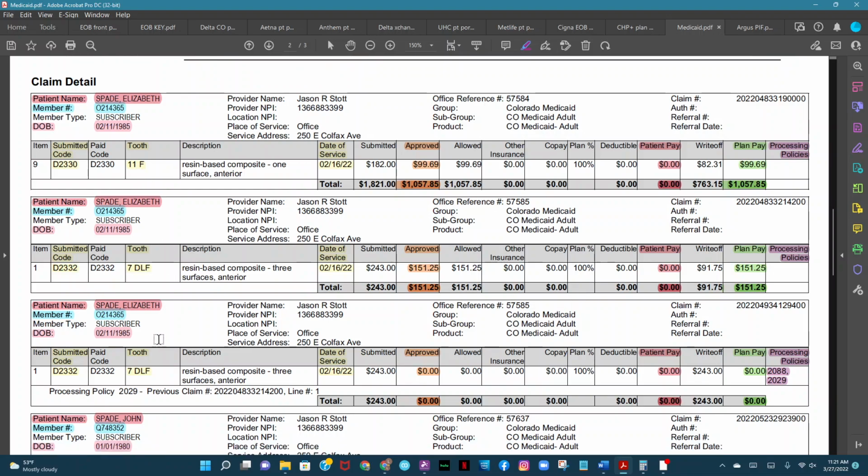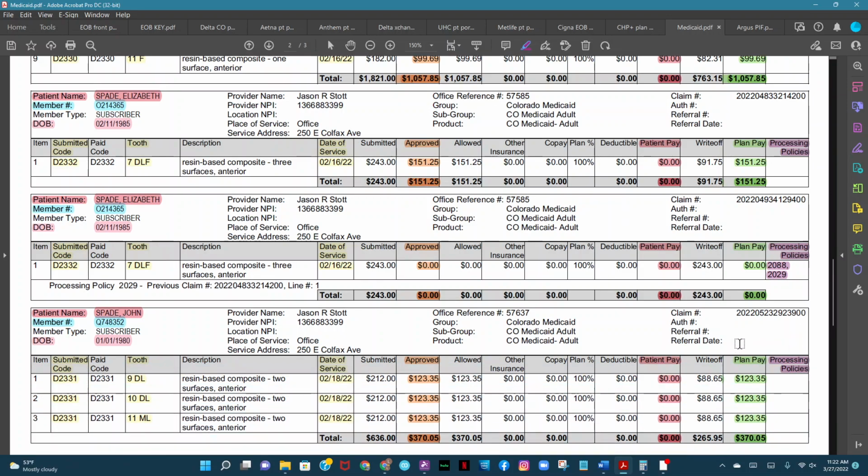Next claim. If you look here, you'll see that the date of services match, the code and tooth number match for Elizabeth here. So this is obviously a duplicate claim, and you'll see here that it was processed per the policy, previous claim down here. So it is just a duplicate claim. But we are going to go over here to the 2088 and 2029 for the remark codes.